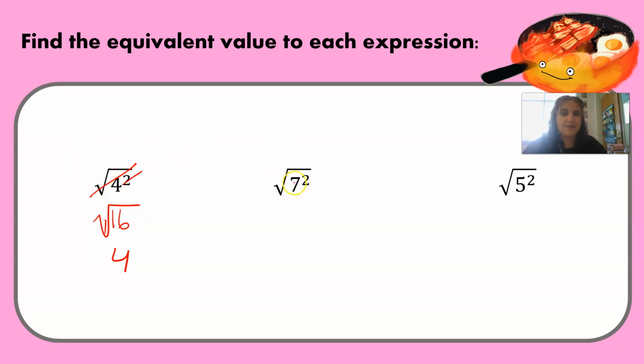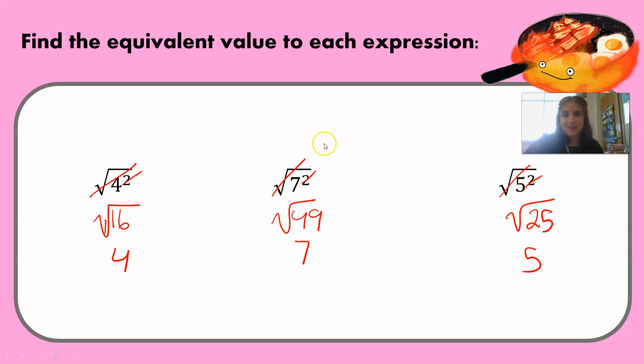All right, the square root of 7 squared. 7 squared is 49, and then the square root of 49 is 7. The square root and the squared cancel each other out, so it's just 7. And the square root of 5 squared. 5 squared is 25, and the square root of 25 is 5. So they cancel each other out. Okay, that is all.